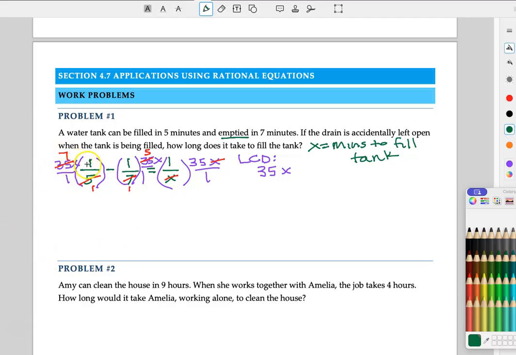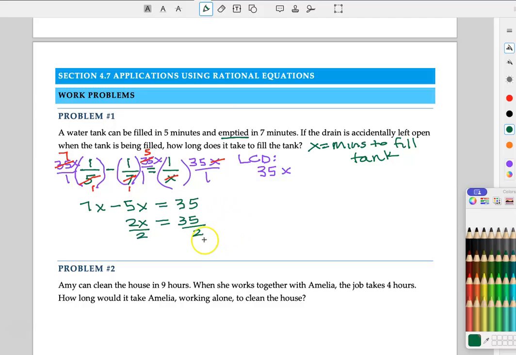So 7x times 1, so that's going to be 7x, minus 1 times 5 times x, so that's 5x, equals 1 times 35, which is 35. So now we'll subtract those. We'll have 2x equals 35. And then we just need to divide both sides by 2.